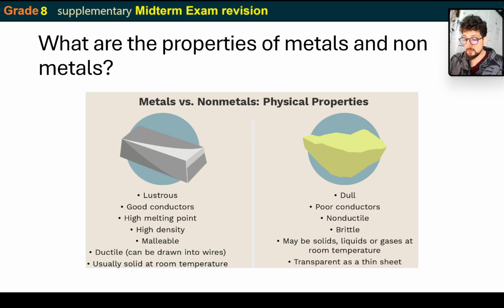So there you go. There are always exceptions to the rule, obviously, but for the most part, metals can be drawn into wires, and that's called ductile. Metals are malleable, which means they can bend. Metals are solids at room temperature because they have very high melting points, and so on and so forth. And don't worry about this one so much. I don't want you to be concerned with that one. You don't need to worry about it for now.